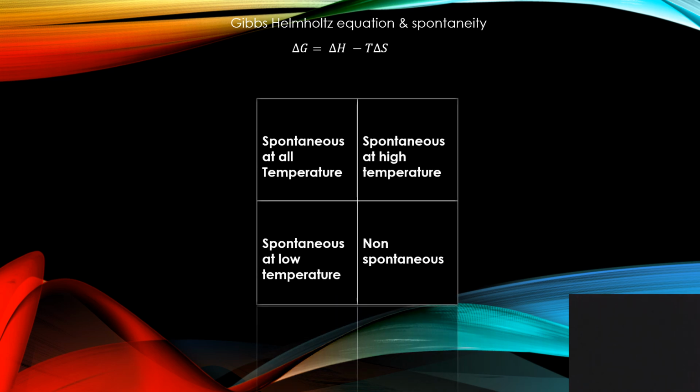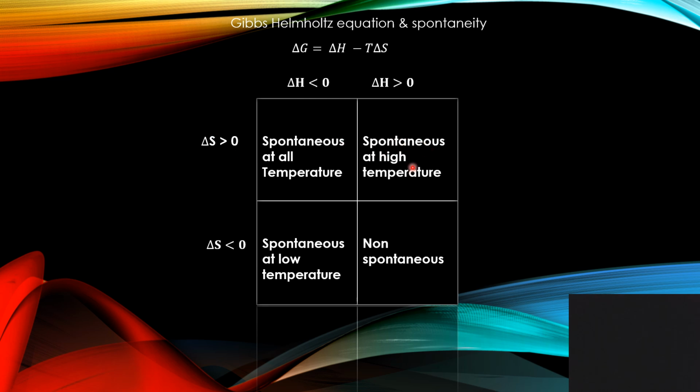Then the next method is using this table. The reaction is said to be spontaneous at all temperatures when delta H is less than 0 and delta S is greater than 0. That means delta H is negative and delta S is positive.